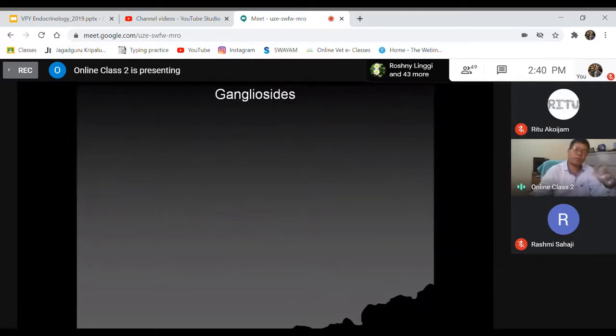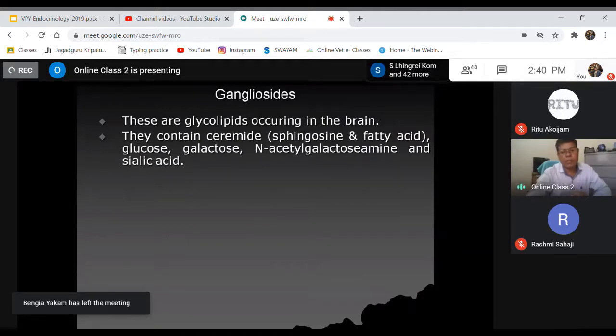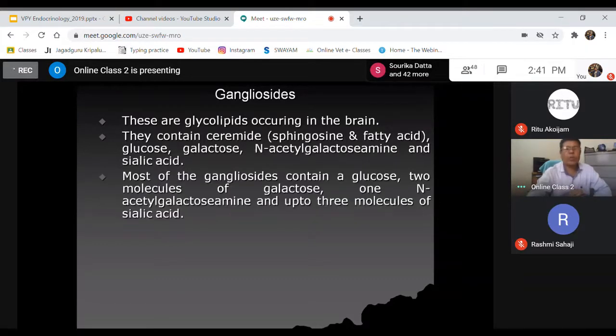Next are the gangliosides, which are a type of glycolipids occurring in the brain. They contain ceramide, which is the sphingosine and fatty acid, glucose, galactose, N-acetyl-galactosamine, and sialic acid. Most of the gangliosides contain a glucose, 2 molecules of galactose, 1 N-acetyl-galactosamine, and up to 3 molecules of sialic acid. The structure I'm not giving here.